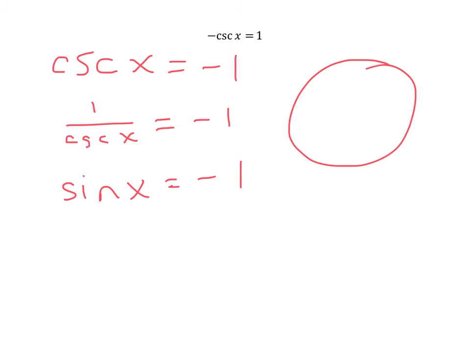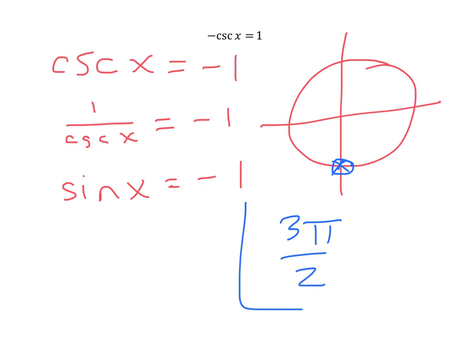And so if I look at my sine of x function, and I'm wondering where sine is -1, well, there's exactly one spot where it's -1. It's down here. And that angle is 3 pi over 2. And so we have one solution to this equation, 3 pi over 2.